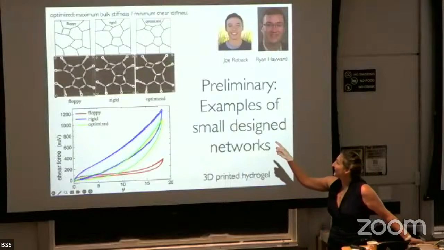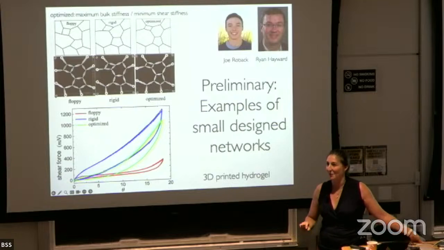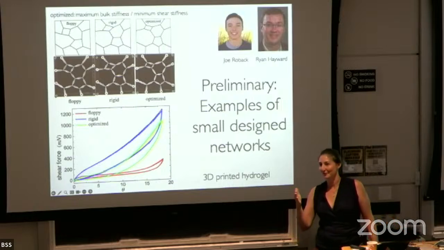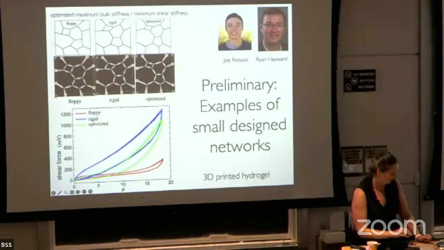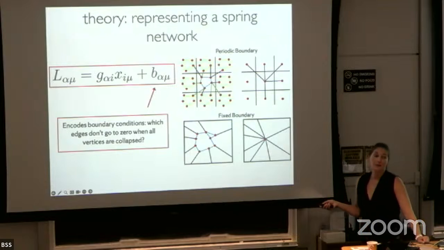Oh, this is big. This is like centimeters or something. This is not small. Because we haven't included torsional springs in our theory, and we're trying to minimize the torsional springs. Eventually we'd like to not have them in the theory, but that's harder. Yeah, the same question. We're trying to minimize the torsional springs.